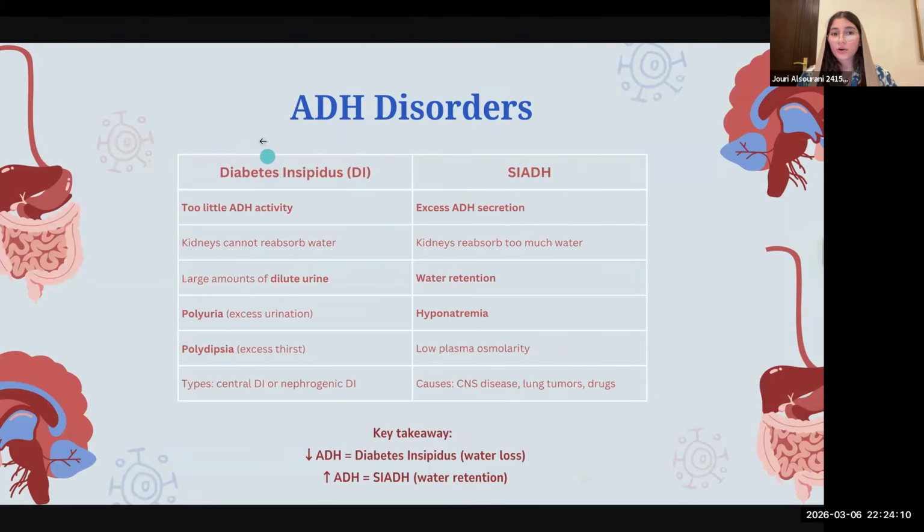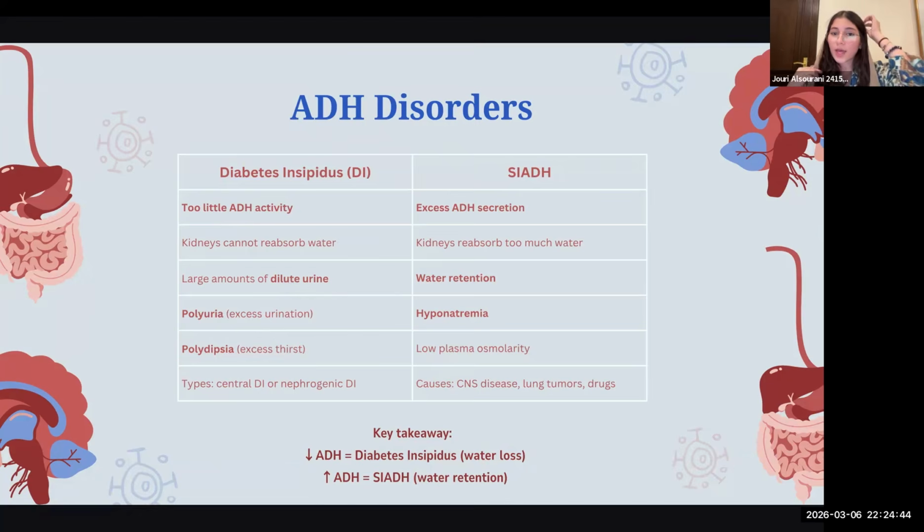As for ADH or vasopressin, we can have two main disorders as well. We have diabetes insipidus, and we have syndrome of inappropriate ADH secretion. In diabetes insipidus, we have very little ADH. And this is going to cause a lot of dilute urine. We're going to have excess urination and thirst, because what's happening here is we're losing water. So we're going to have a lot of urine, and we're going to be very thirsty and so on. The kidneys are unable to reabsorb water, so it's just excreting all of it.